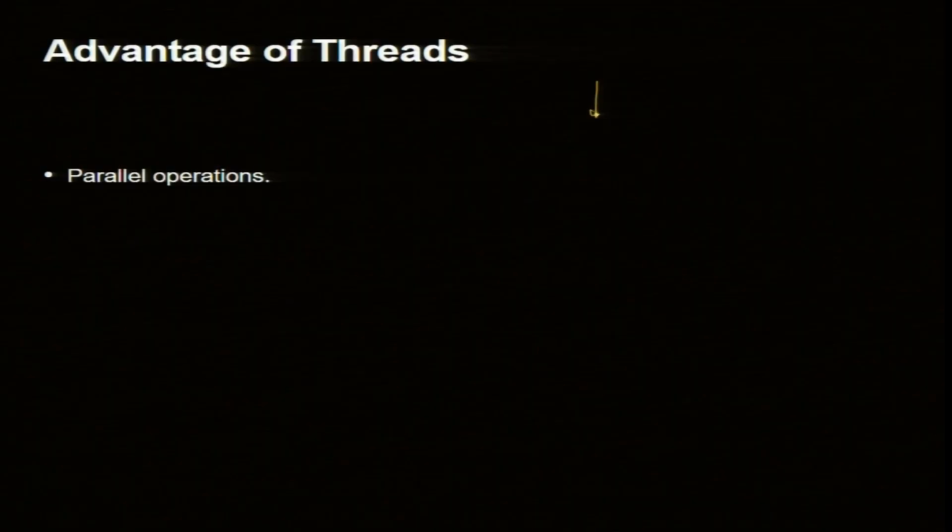Now, what is the advantage of threads, why should we have an organization like this? It turns out that irrespective of whether you organize threads in blocks or not, all of them do parallel operations. Every thread is running on a core, and there are many cores.